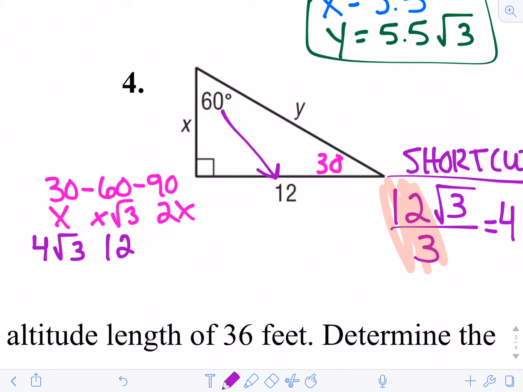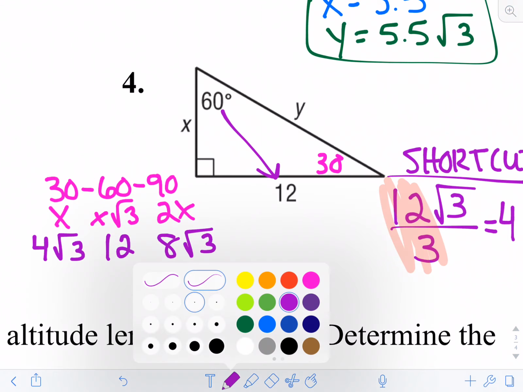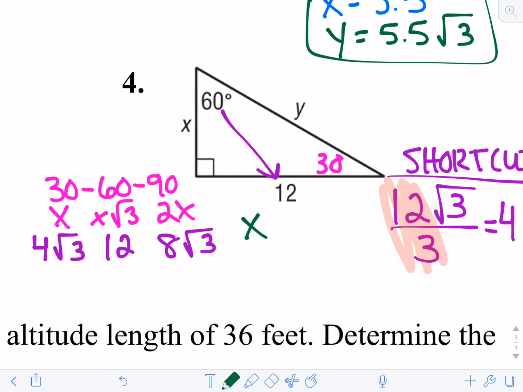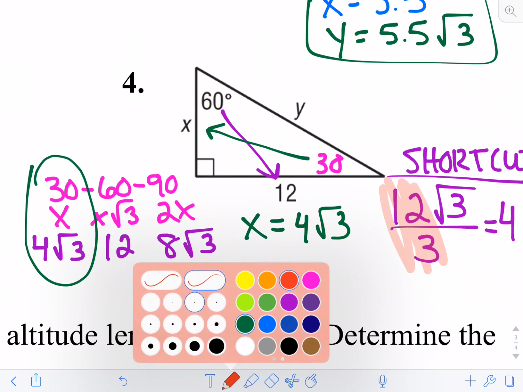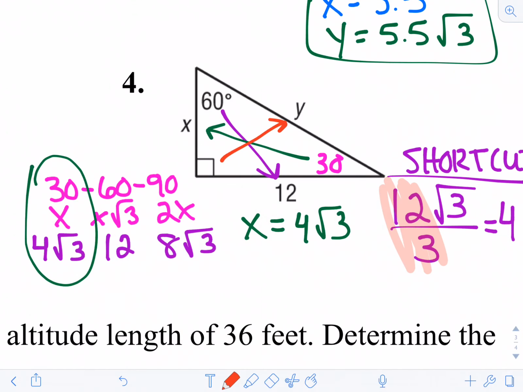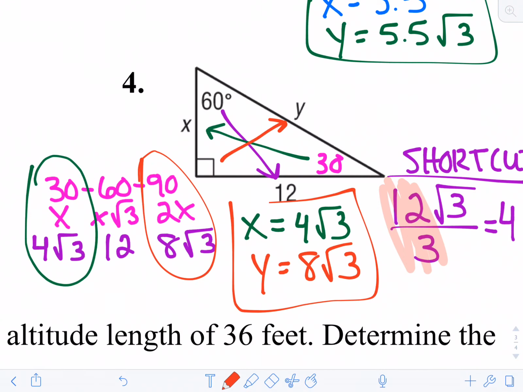Then for this 2x, all you have to do is 2 times 4 square roots of 3. So 2 times 4 is 8, and you have 8 square roots of 3. Now we need the answers for x and y. X is across from the 30, so across the 30 is 4 square roots of 3. And y is across from the 90, so my 90 here is 8 square roots of 3. And there's your final answer.